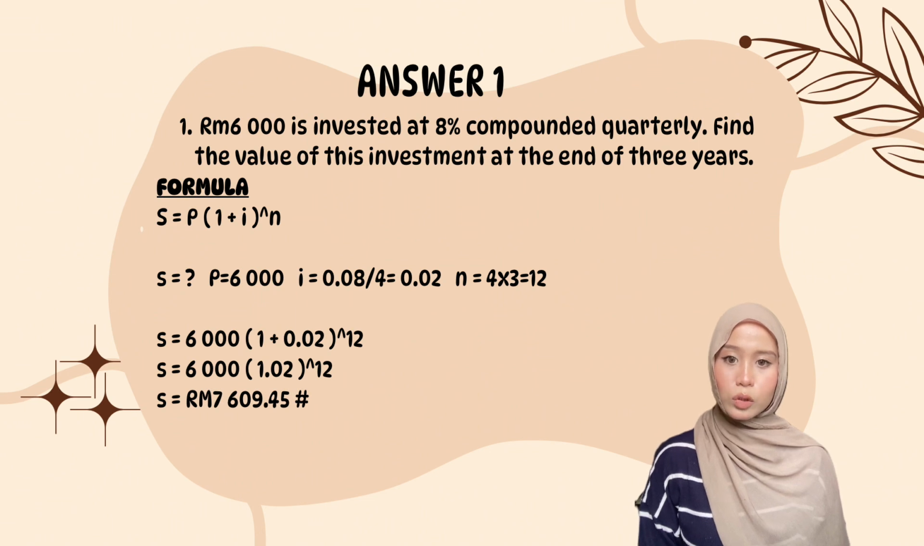Now, let's put those numbers into the formula. S equals 6,000(1 plus 0.02) to the power of 12. To get S, we calculate 6,000 times 1.02 to the power of 12. So, after 3 years, the investment will grow to 7,609 ringgit and 45 cents.